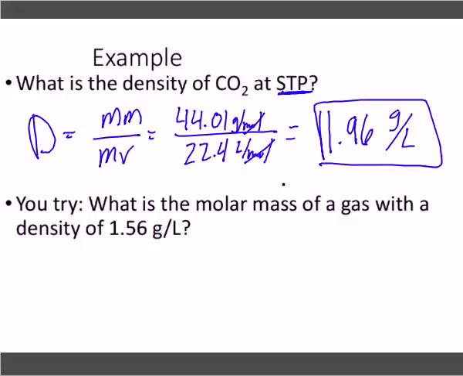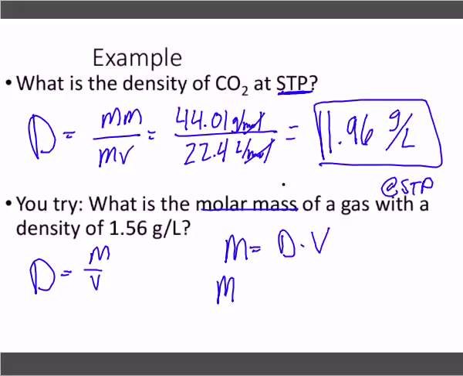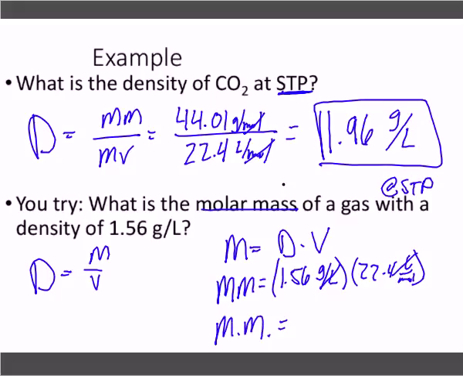So this problem, we're looking for the molar mass. Now it doesn't say at STP. I'm telling you this is at STP. It's a typo. So D equals mass over volume. We're looking for the mass now, so mass is going to be D times V. So molar mass equals our density, which is 1.56 grams per liter, multiplied by 22.4 liters per mole. Liters will cancel out. We're left with grams per mole, which is a good molar mass unit. You take 1.56 and multiply it by 22.4. What do we get for our final answer?